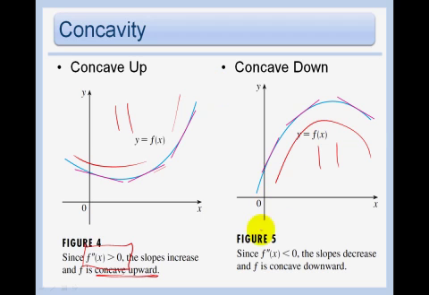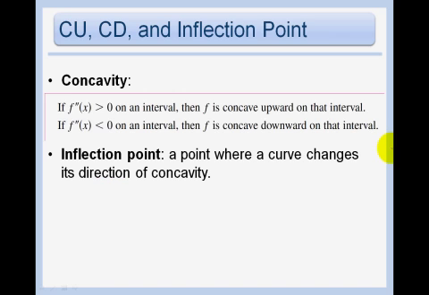Vice versa for concave down, f double prime is negative, and we see here that the tangent line actually begins positive, but it's becoming less and less positive, and then it does become negative. So here was our key definition, concavity.